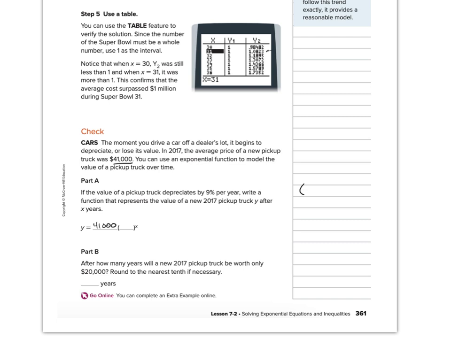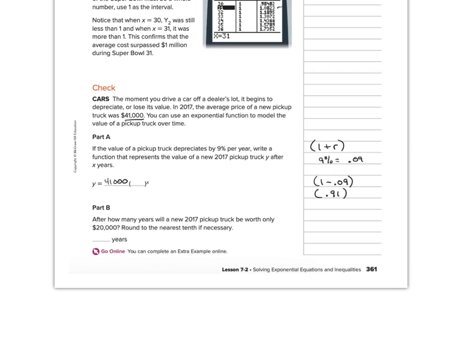Remember, your rate is 1 plus your rate. So we have 9%. 9% is the same thing as 0.09. So I have 1, depreciation means negative, so I have 1 minus 0.09, so my rate should be, what is that, 0.91? Okay, so my rate then is going to be 0.91 raised to the x power.